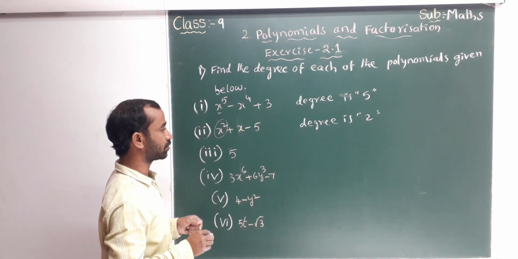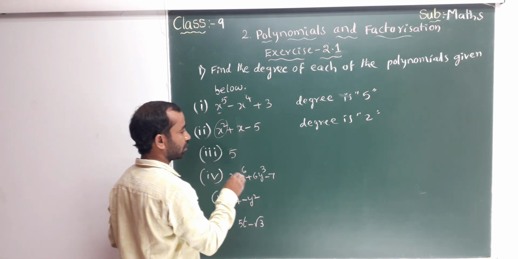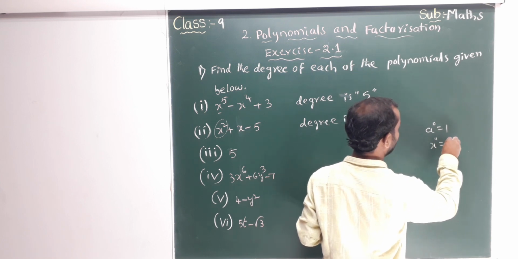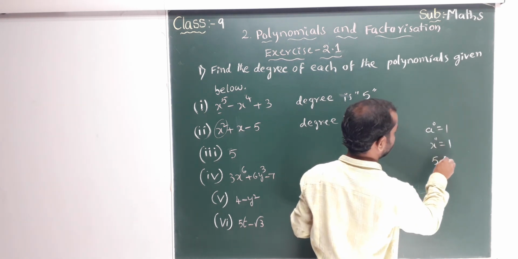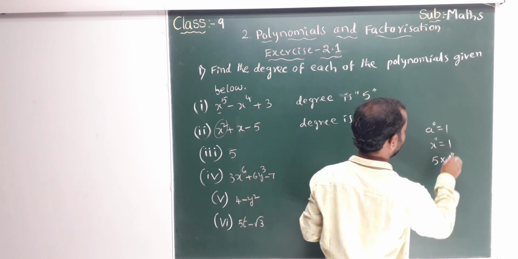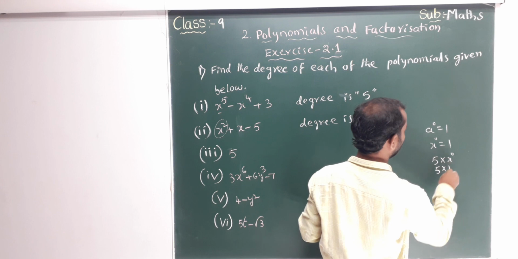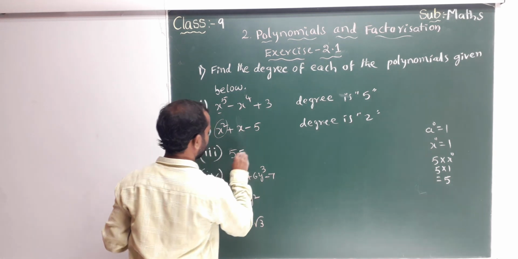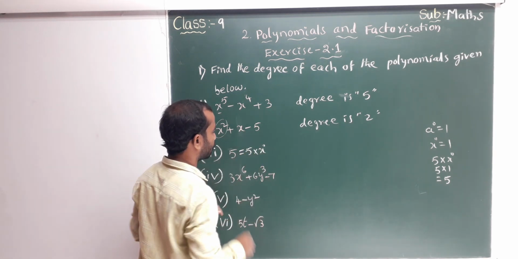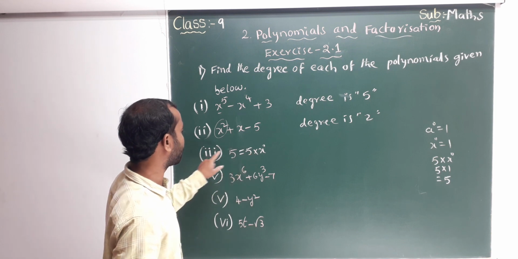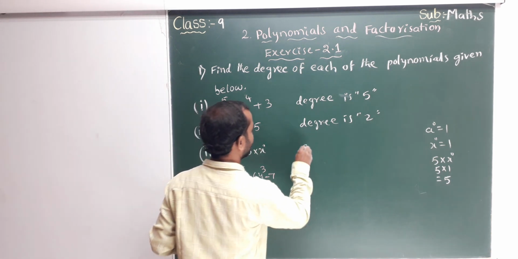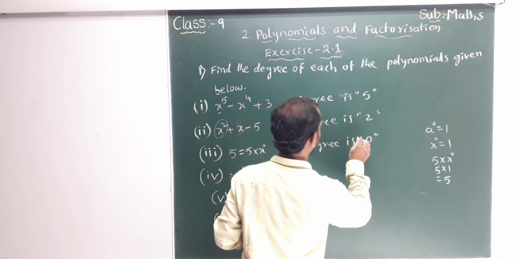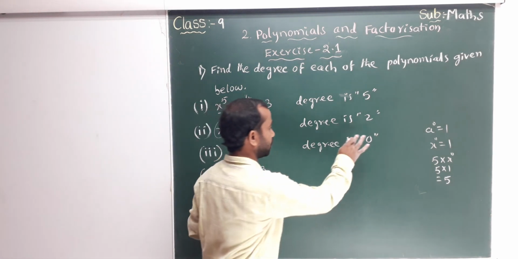Next, here a constant term is there. So for every constant term the degree is always 0. Why? Because a to the power of 0 equals 1, and in the same way x to the power of 0 equals 1. So 5 can be written as 5 into x to the power of 0, so 5 into 1 equals 5. So the degree of this polynomial is 0. Every constant term has degree 0.